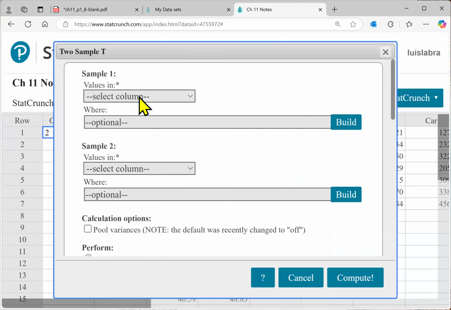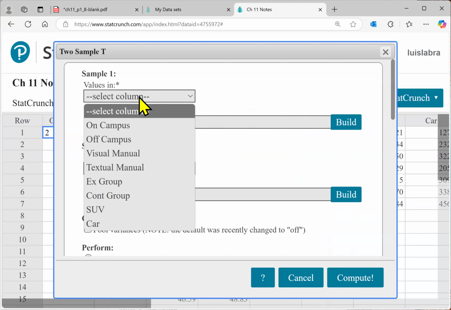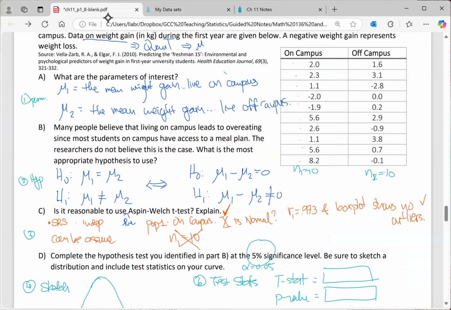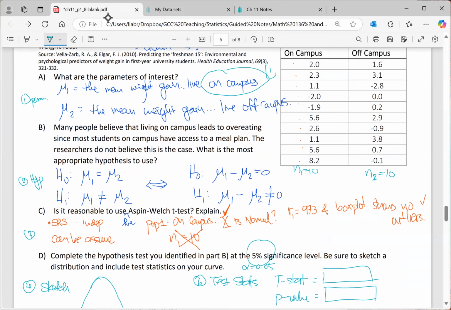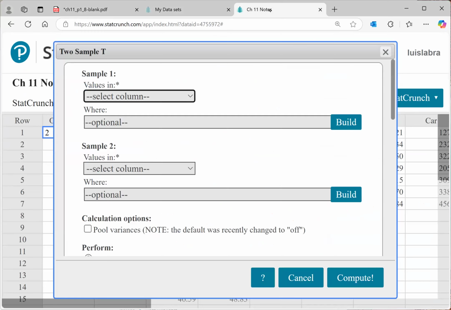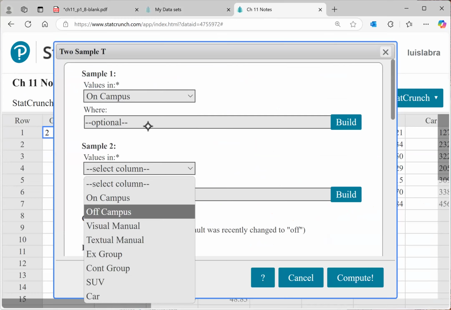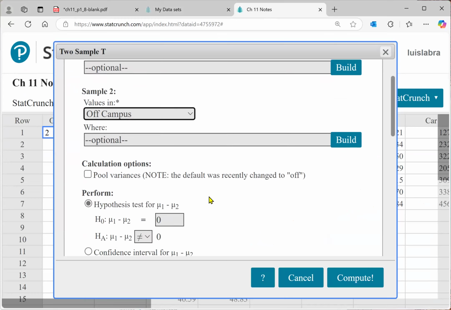We're going to select group 1. So here, be very careful. Make sure that you always have the correct group. So notice group 1 was on campus. So we want to make sure that that goes to group 1. Off campus, that was group 2. So on campus is group 1. Group 2 is off campus.